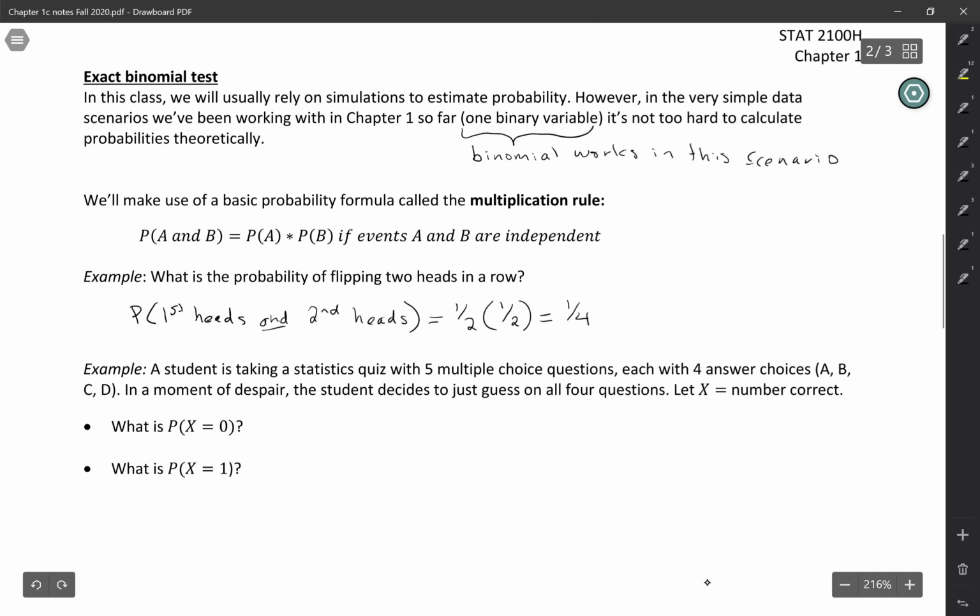I think that's pretty intuitive. You can also really easily here just write out all the different options that you can get, right? There's only these 4 options, and we're talking about this one. So in 1 out of the 4 options, you get heads twice in a row.